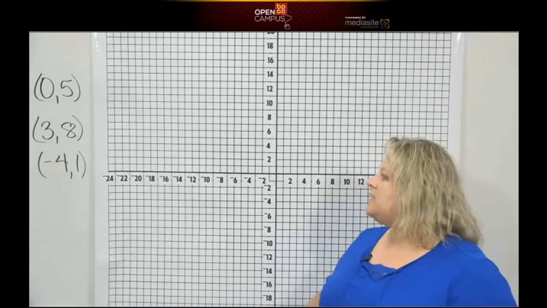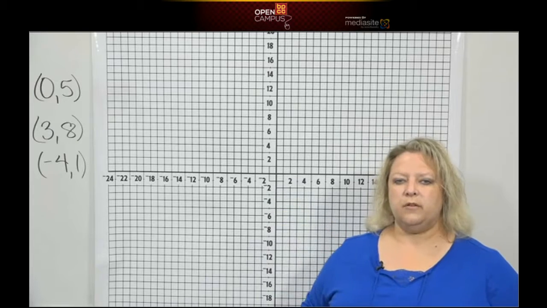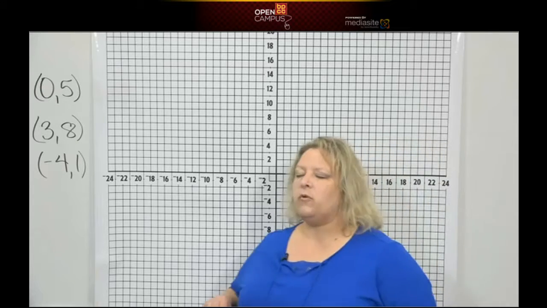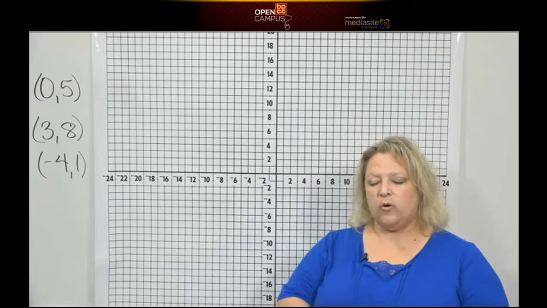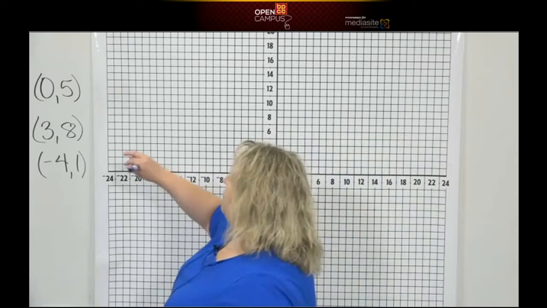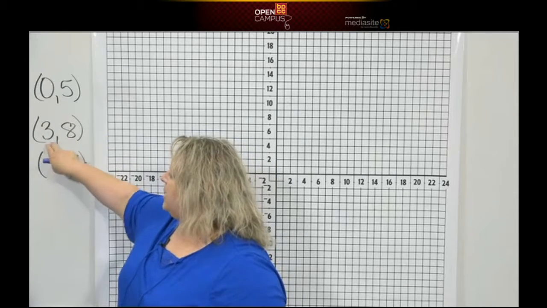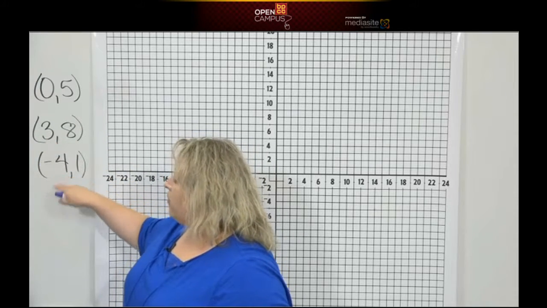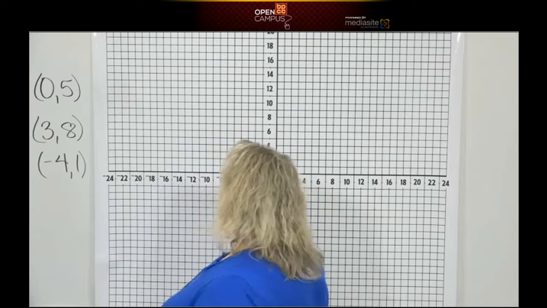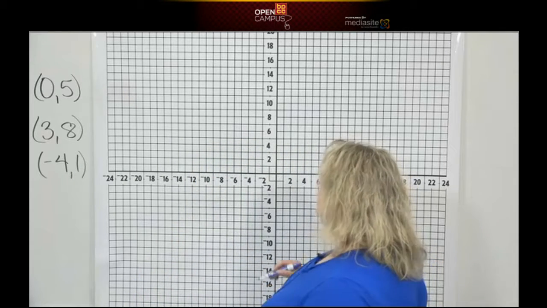All right, so the last part of this particular lesson, what we're going to do is get the answers as our ordered pairs. We already did those. I wrote them over here to the side. You had (0, 5), you had (3, 8), and you had (-4, 1), okay? So what we're going to do is plot.